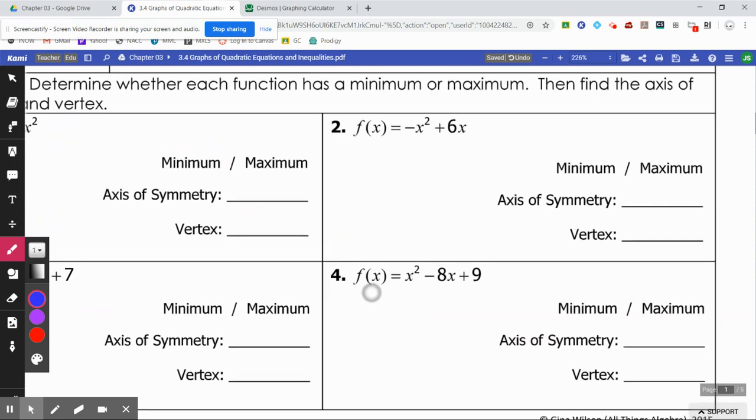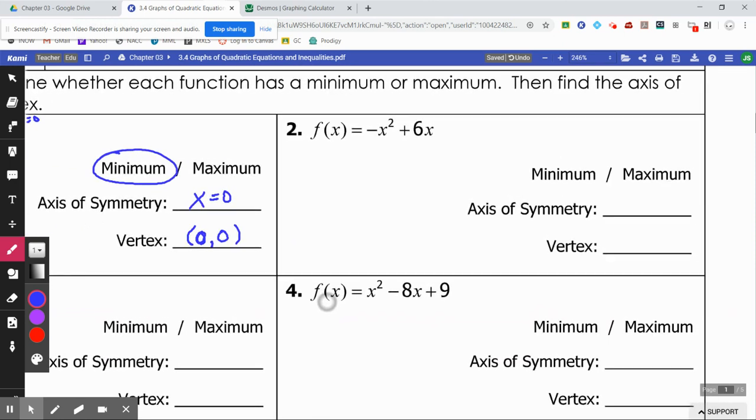And next one. Start out with your axis of symmetry. Well, let's start out with, first off, the negative x squared, which means it's going to be upside down. So my vertex will be a maximum point. To find the axis of symmetry, we're going to do negative b over 2a. Now, we have a b and an a here. The b is the number in front of x, which is a 6. The a is the number in front of x squared, which is a negative 1. So we have negative 6 divided by 2 times negative 1, which is negative 2.